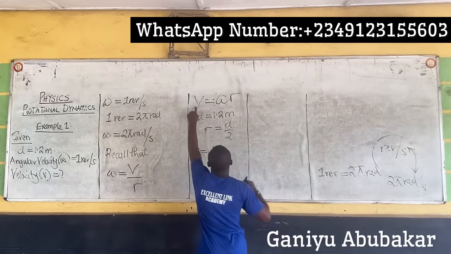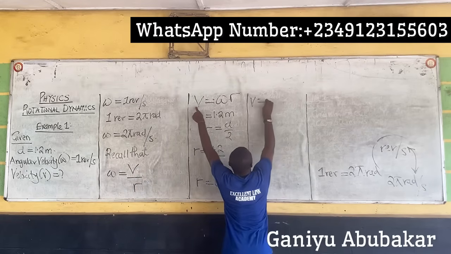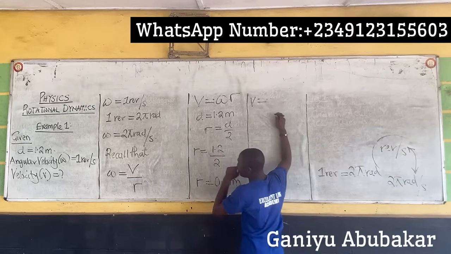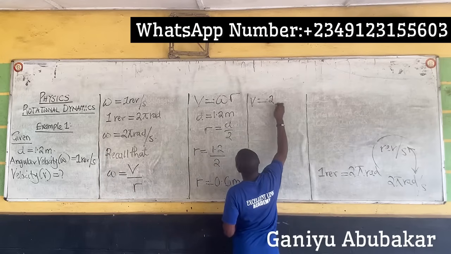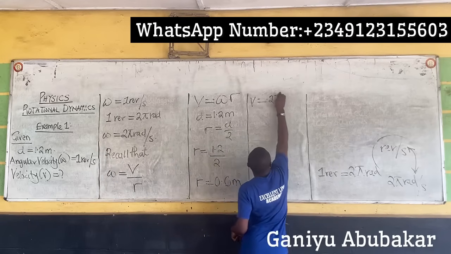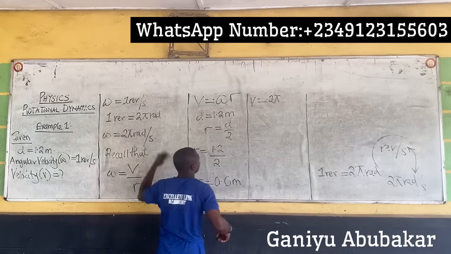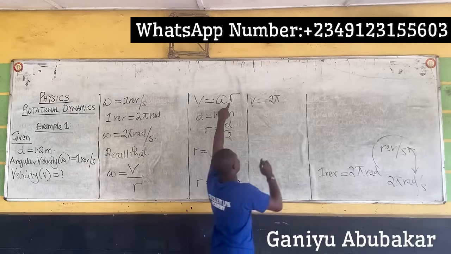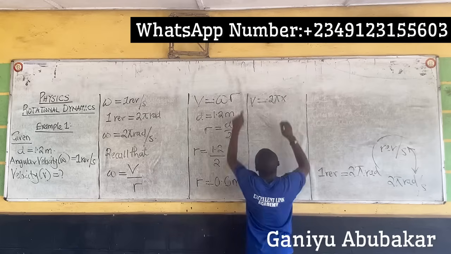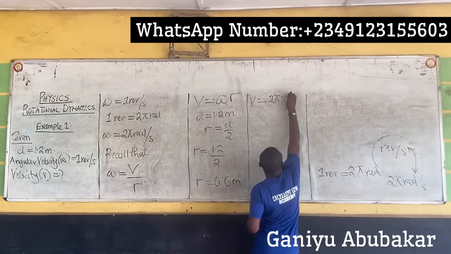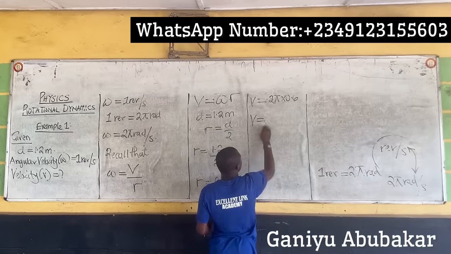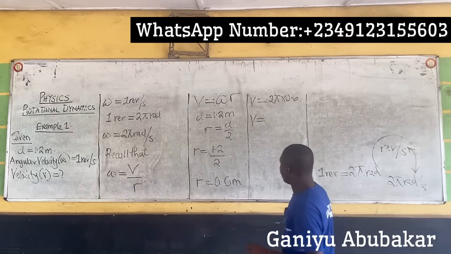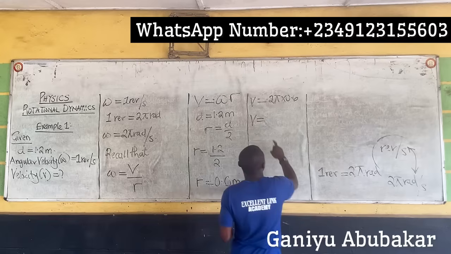Finally, V will be equal to the angular velocity, which is 2 pi rad per second. I will ignore the rad per second, then multiply by R. What's R? 0.6. So I have 0.6. Of course, V should be equal to, I'll multiply.